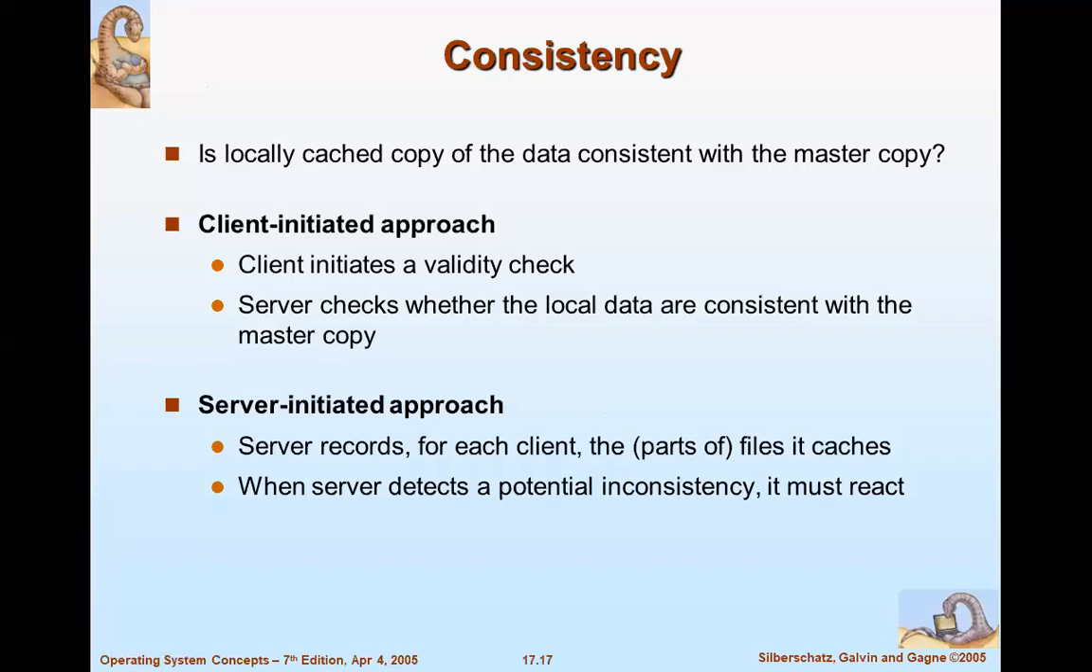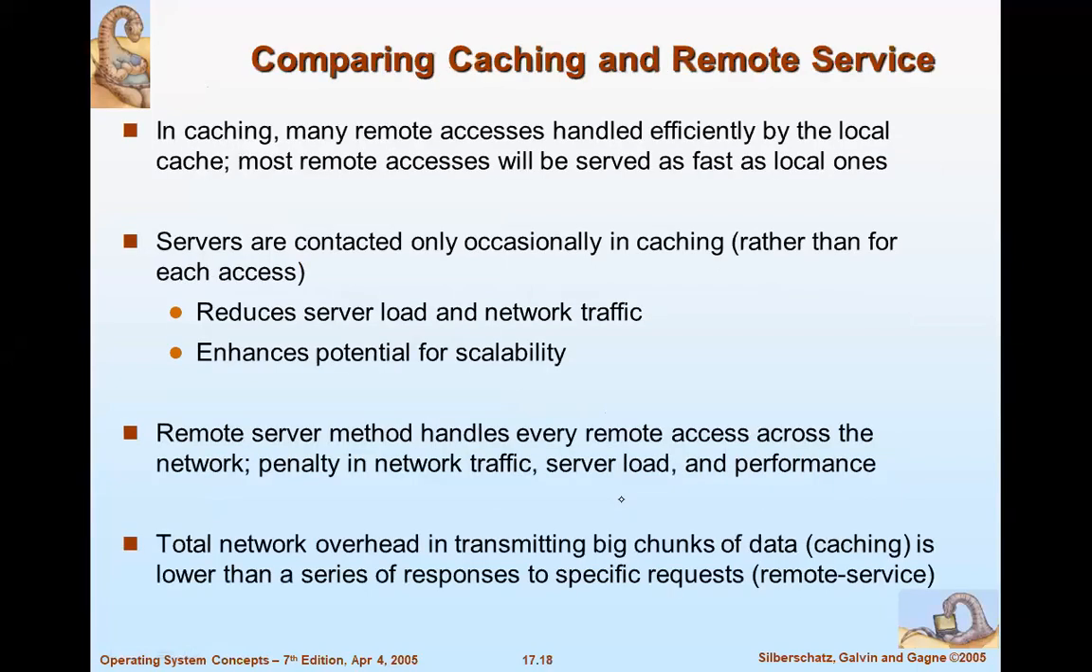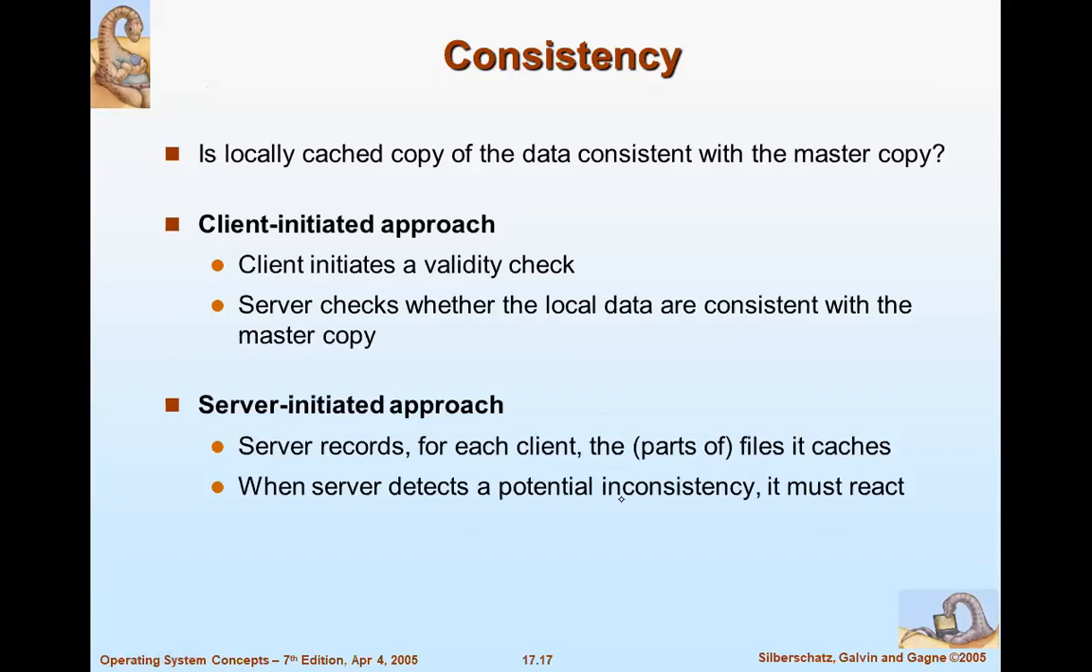The client can start this process at the server side as well. The other mechanism is the server-initiated approach, where the server records for each client the parts of files it caches. When the server detects a potential inconsistency, it must react. Look at this. A potential inconsistency can be defined like 50%, 40%, 20%, or 30%. Then you have to initiate this approach.